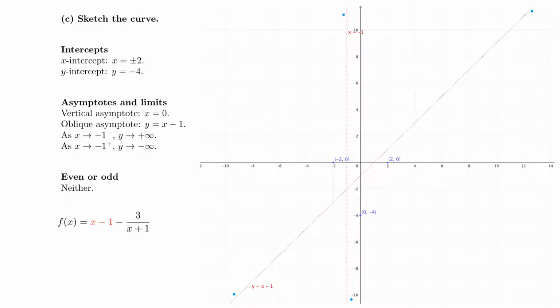Now that we've put down nearly all the information we know, let's think about what the curve looks like. Starting from the point we jotted down on the right side of the asymptote x is equal to negative 1, we know that the curve must pass through the y-intercept y is equal to negative 4. Then it must pass through the x-intercept x is equal to 2, so that part is clear. But where does the curve go from here?